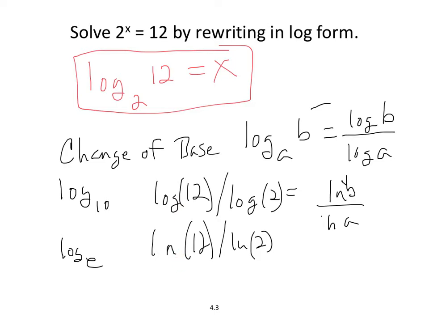One more thing I wanted to talk about. I know this is not going to be a nice, neat whole number, because I know that 2 to the third power is 8, and I know 2 to the fourth power is 16. So in order to raise 2 to some power and get 12, that tells me the answer is going to be somewhere between 3 and 4. Because 2 to the third is 8 and 2 to the fourth is 16. So that's one way to estimate if your answer is reasonable.